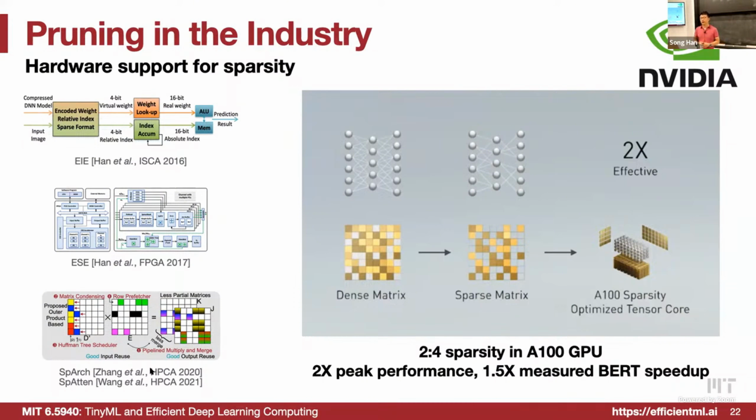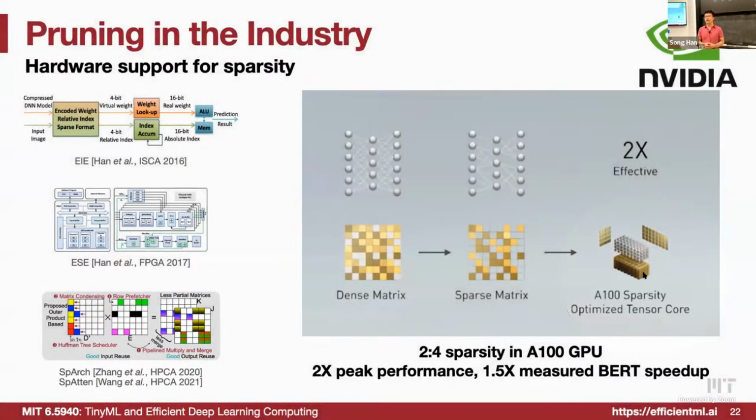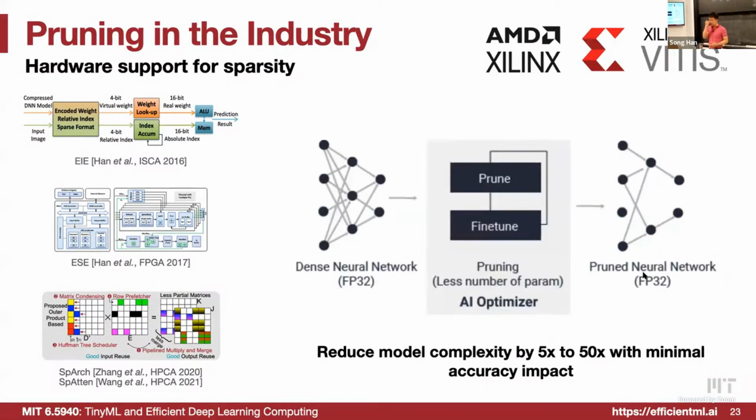And NVIDIA adopted sparsity in the GPUs. After the A100 GPU, NVIDIA introduced the 2 to 4 sparsity. We're going to introduce that soon. So turning a dense matrix into a sparse matrix, you get about 2x theoretical speedup and about 1.5x measured speedup. And Xilinx, now part of AMD, also uses sparsity to optimize their models using this AI optimizer. It previously acquired my startup and built it into a software toolchain to prune the model and fine-tune the model. And as a result, you can get a faster inference.